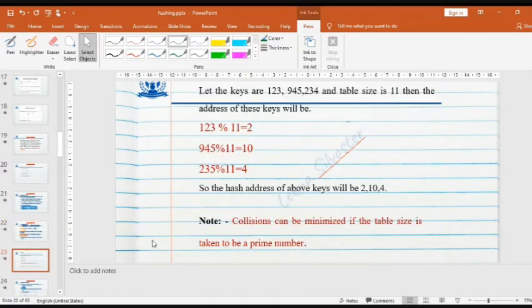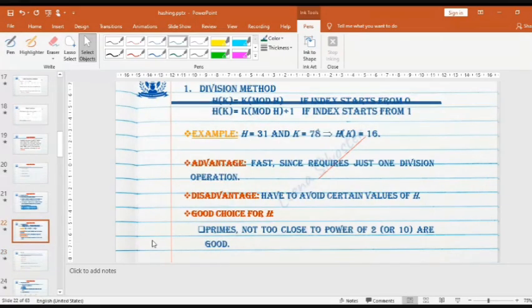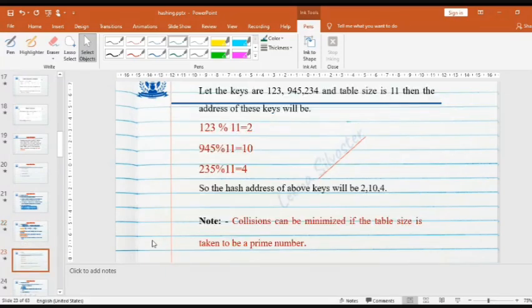So one more example. The keys are 123, 945, 234 and the table size is 11. So how will you calculate the address? We already said that the hash function is calculated using k mod h, where h is the size of the hash table. Okay, the first key is 123 and the table size is 11.